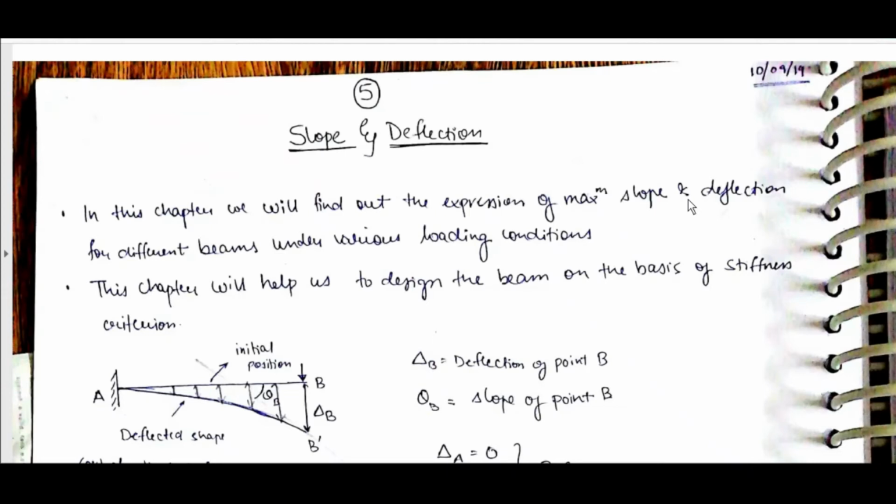Okay, now coming to chapter 5, slope and deflection. In this chapter, we will find out expression of maximum slope and deflection for different beams under various loading conditions. This chapter will help us to design the beam on basis of stiffness criteria.